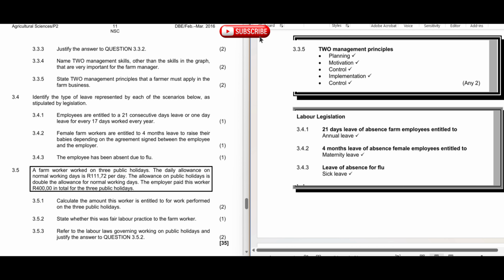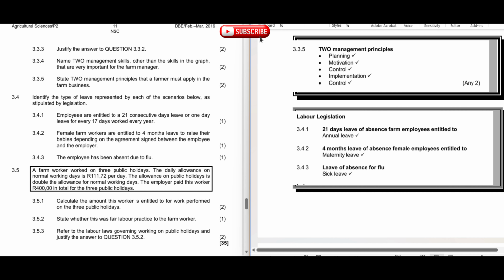3.4. Identify the type of leave represented by each of the scenarios below, as stipulated by legislation. 3.4.1. Employees are entitled to 21 consecutive days leave, or 1 day leave for every 17 days worked every year. 21 days of leave of absence that farm employees are entitled to is called annual leave. 3.4.2. Female farm workers are entitled to 4 months leave to raise their babies, depending on the agreement signed between the employee and the employer. 4 months leave of absence that female employees are entitled to is called maternity leave.